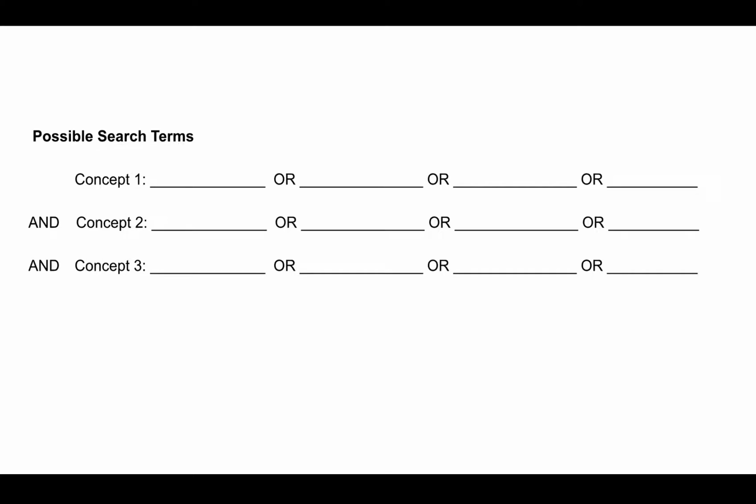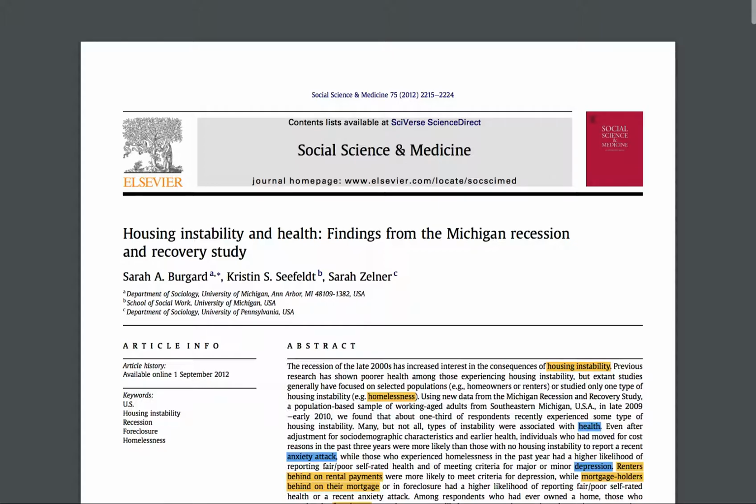As you read through the article, you'll want to take note of the ways in which your scholars talk about each of the unique concepts you're interested in. Eventually, we'll have a list of terms that scholars might use for each of these unique concepts. So I'm interested in two: housing instability and health. For each unique concept, you'll want to list the ways that your authors talk about each.